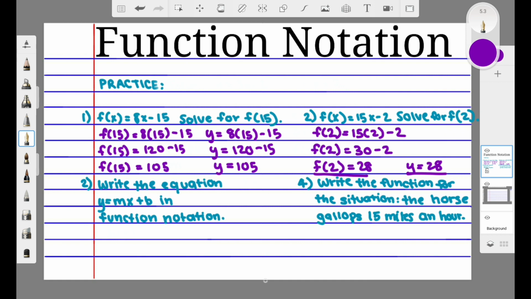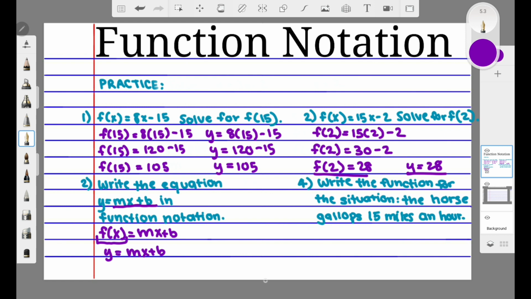All right, now we have a little bit different problems. Write the equation y is equal to mx plus b in function notation. Just because it doesn't have an actual number value doesn't mean that it's going to be any different. We're going to start with our f of x, and then we just plug in everything on this side of the equation. You can think of this f of x as just replacing y in y is equal to mx plus b.